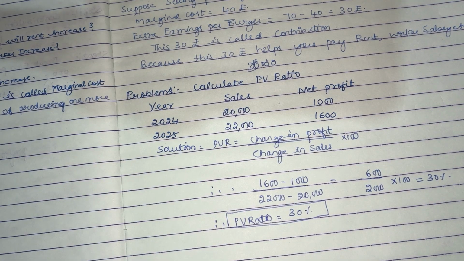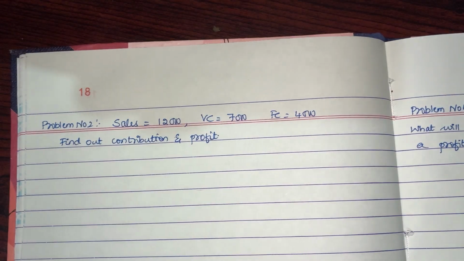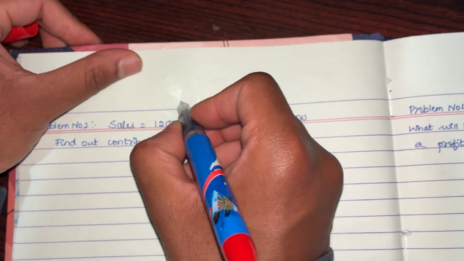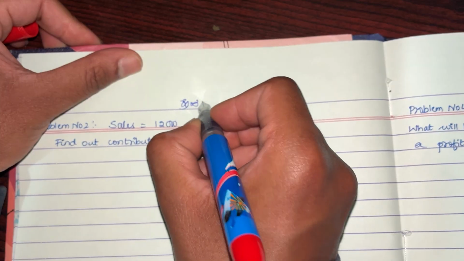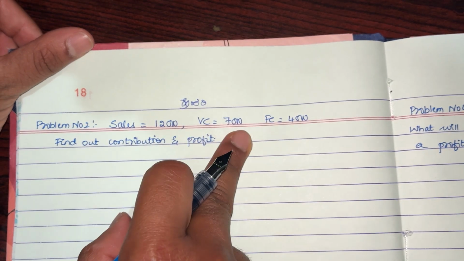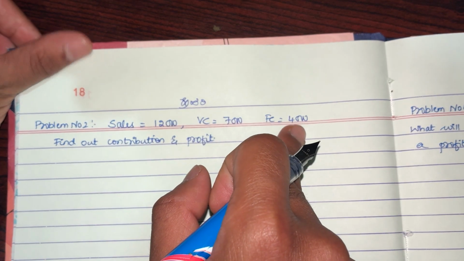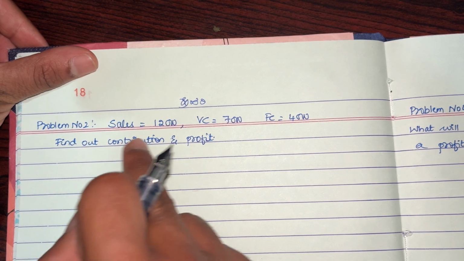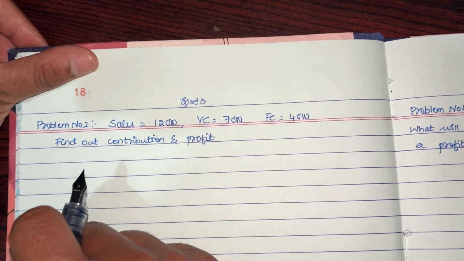So this is how we do problem number 1. Any doubt, you can pin it in the comment box. Now let me solve one more problem. This is problem number 2. Let me analyze. Sales equals 12,000 rupees, variable cost equals 7,000 rupees, fixed cost equals 4,000 rupees. Find out the contribution and find out the profit.